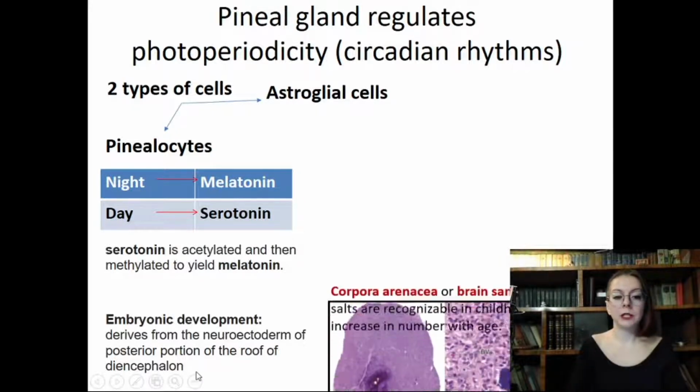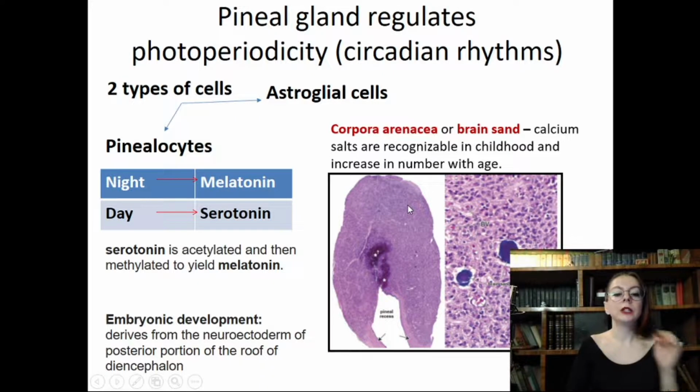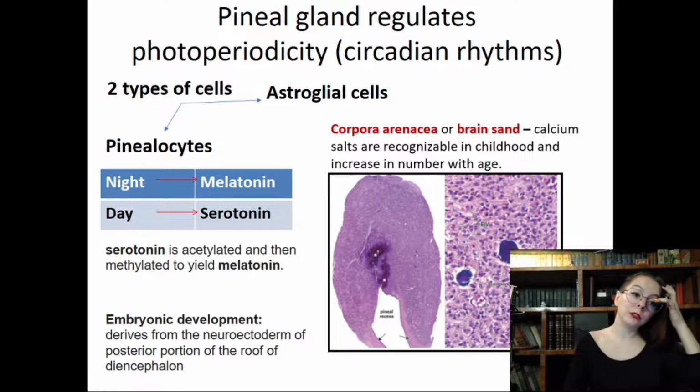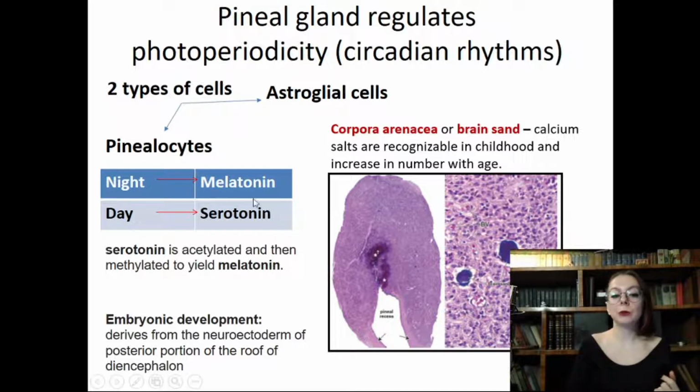As for the embryonic development, I've said, and with aging, it accumulates calcium crystals inside, and they make it like a pine cone. That's why the pineal gland is called pineal. It looks like a pine cone. And those crystals are very prominent even in the X-ray, and that's why this gland is used to distinguish the central axis of the brain, because it is very prominent. These crystals are called corpora arenacea, or brain sand, and this is the normal event when this sand appears in the pineal gland. And what I forgot to say is that except pinealocytes producing those two hormones, astroglial cells are present as well, because this is part of the nervous system. Besides, notice that the blood-brain barrier is also absent here.